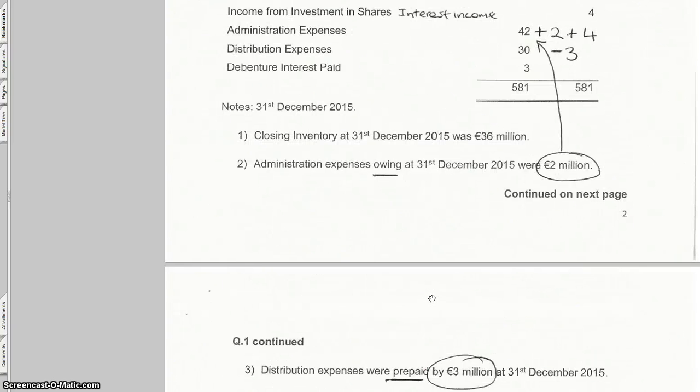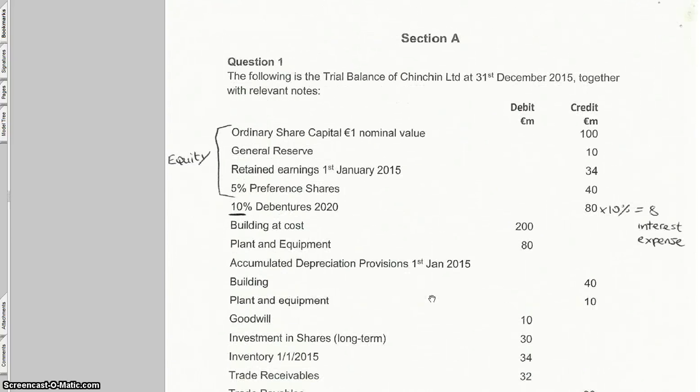So to calculate the number of shares, we come up to the question and the shares are worth 100 million. The nominal value has an impact here. In this question it's €1, so there must be 100 million shares, because 100 multiplied by 1 gives you 100. But sometimes this is different to 1.